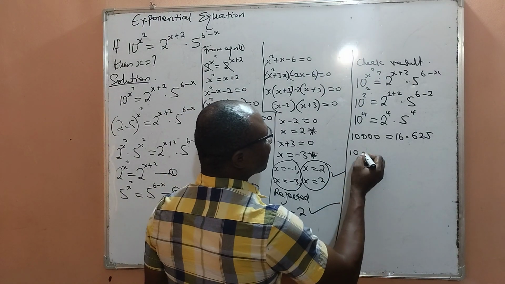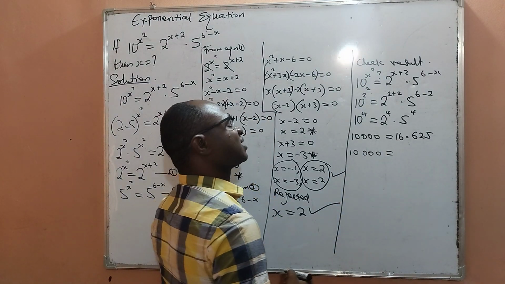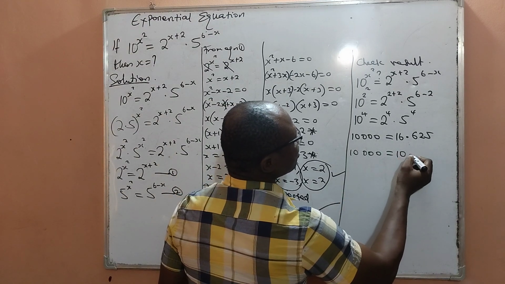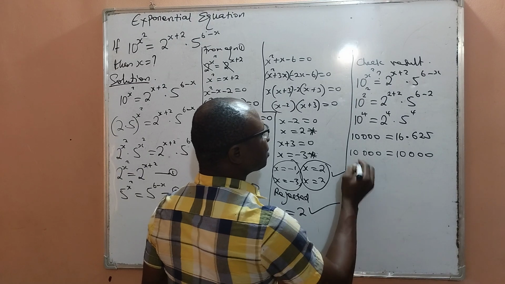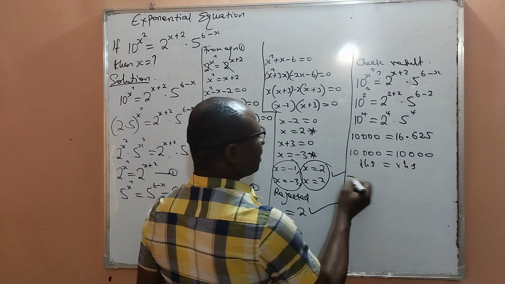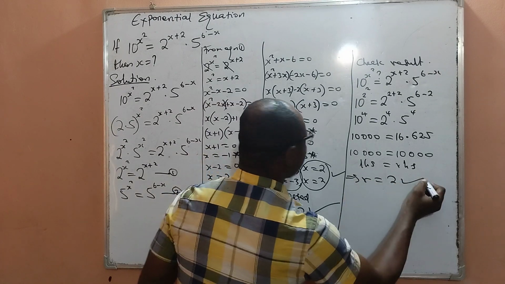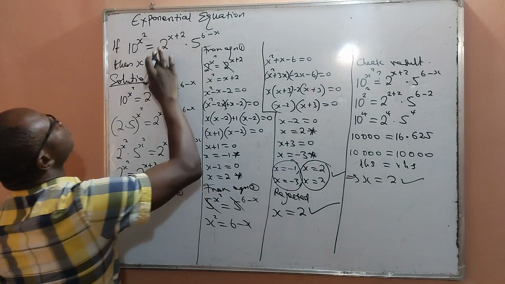Okay, so here I have 10,000. Is it equal to 16 times 625? Yes, it is equal to 10,000. So the left hand side is equal to the right hand side, implying that x is actually equal to 2. So x is equal to 2.